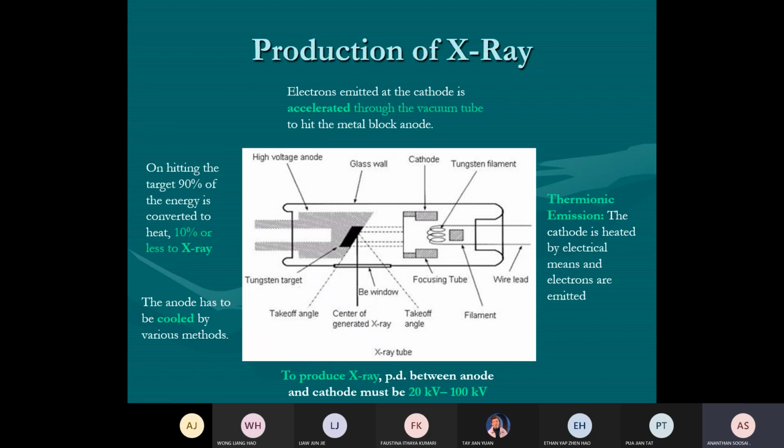So that's the introduction to X-ray. How is X-ray produced? A high-speed electron is bombarded onto a metal surface, and the kinetic energy of the electron is converted to X-ray. How many percent? Less than 10%. 20 kilovolt may be used for checking your bone. 100 kilovolt may be used to kill cancer cells. They also use X-ray to kill cancer cells, maybe with 100 kilovolt.